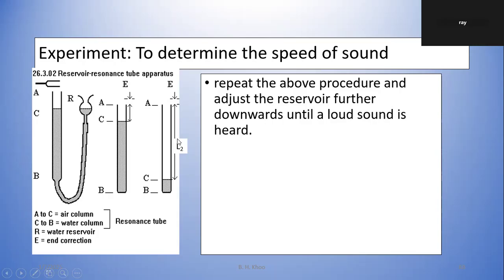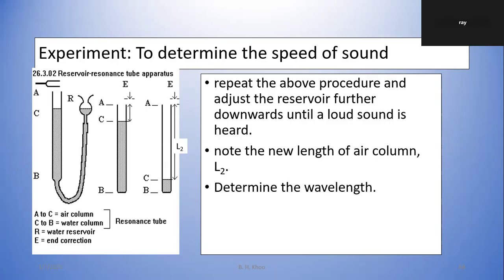Now you want your L2. So you lower it further. First you hit the tuning fork on a hard surface, and lower it, you hear a loud sound again. That's your L2. What we have studied is the closed pipe with constant length. This is the length that is different. Note the new length L2 of the air column. Determine the wavelength. The speed of sound is v equals f lambda.